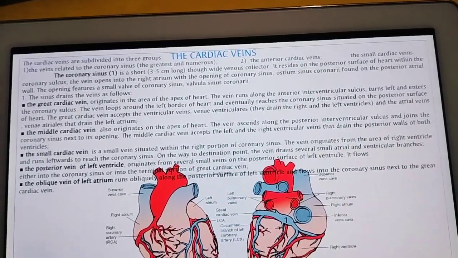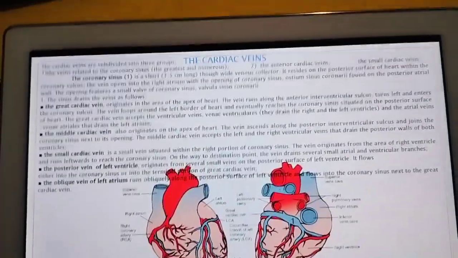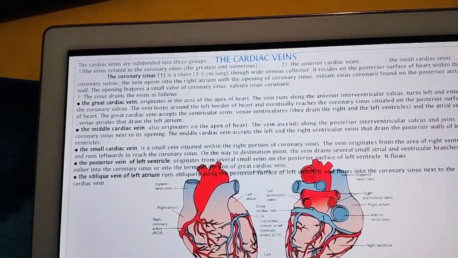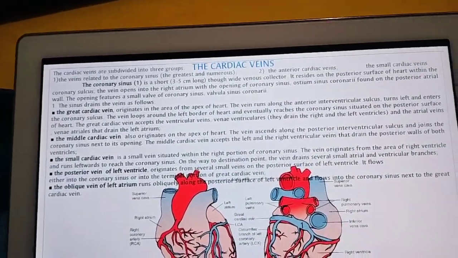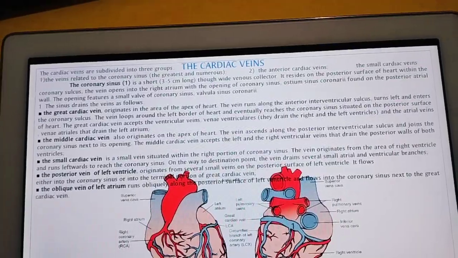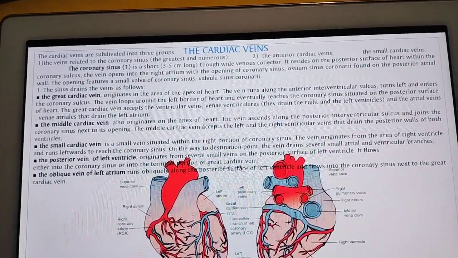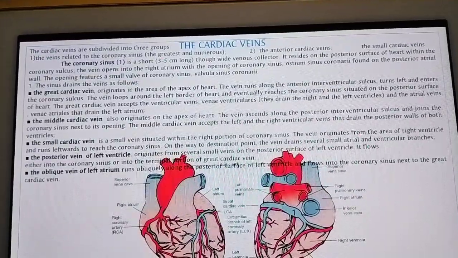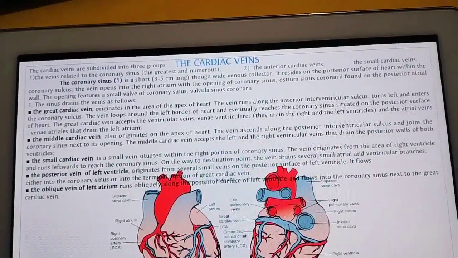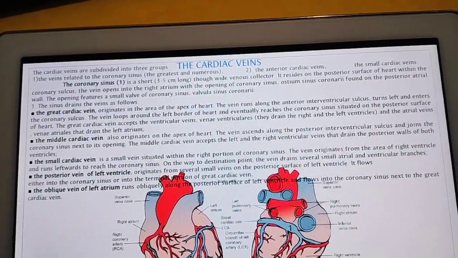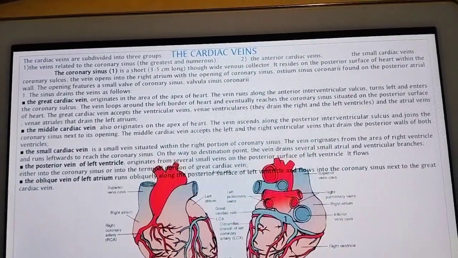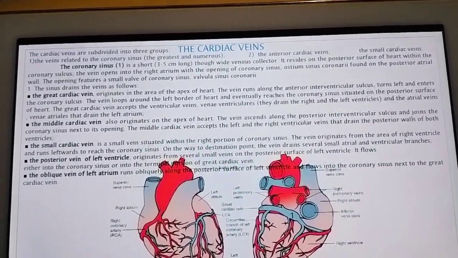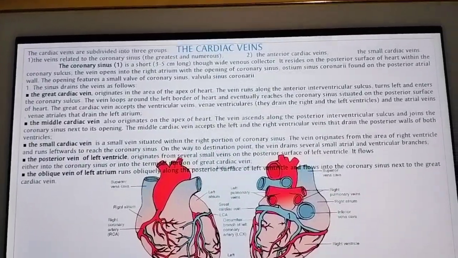Okay, now when this vein comes to the left side, how does it go to the coronary sinus? These veins start from the apex region along the anterior interventricular sulcus, then they loop around the left border of the heart, and go to the coronary sinus along the posterior surface of the heart. Okay, posteriorly they come to the surface of the heart. I will show you the pictures at the end of the video.